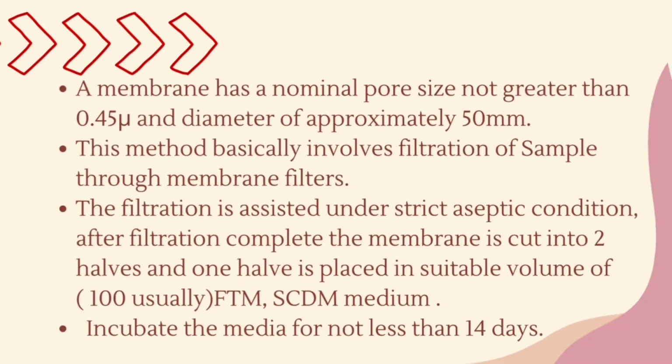Membrane filtration method. A membrane has a nominal pore size not greater than 0.45 micron and a diameter of approximately 50 millimeter. This method basically involves filtration of the sample through membrane filters. The filtration is performed under aseptic conditions. After filtration is complete, the membrane is cut into two halves, and one half is placed in a suitable volume of 100 ml, usually fluid thioglycolate medium and soybean casein digest medium. Incubate the medium for not less than 14 days.